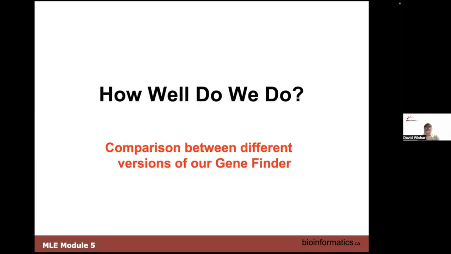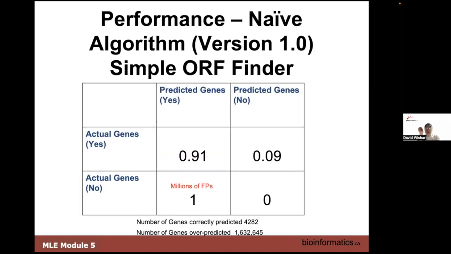Okay, so we can test on it, and then we can also validate it. So there were, as I said, several iterations, and I'm just trying to make people remember these numbers. Our very first predictor, the simple ORF finder, which we're still using in this modified one, did terribly. Yes, it was able to identify genes 91% of the time, about 4,200 out of the 4,400 known. But it had millions of false positives.